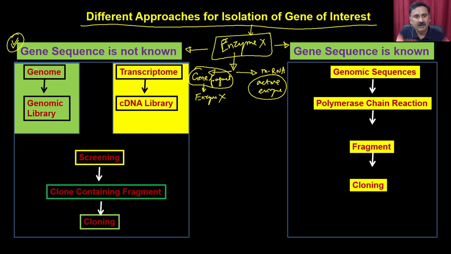So whether you want to use the genome or the expression profiling, in both of these cases you might have to prepare a library. When you want to look at the genome, you have to prepare a genomic library. A genomic library is nothing but a collection of clones corresponding to different genes. Whether these genes are expressing and giving you the protein or not, it is going to give you all the genes.